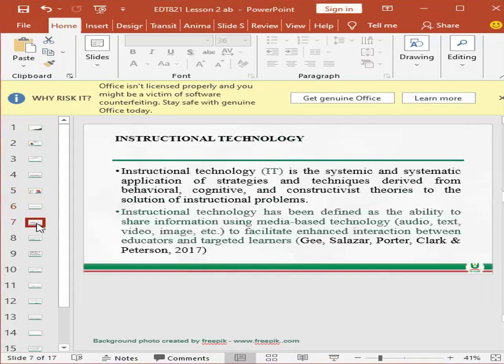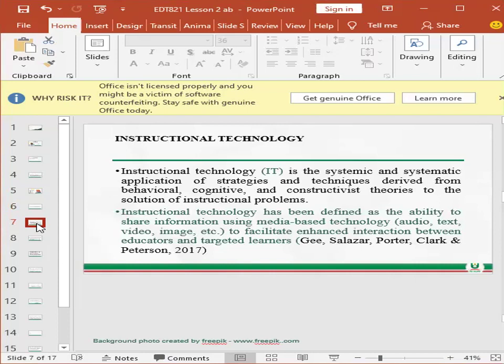Welcome back. Now, instructional technology. Instructional technology is a systematic application of strategies and techniques derived from behavioral, cognitive, and constructive theories to the solution of instructional problems.